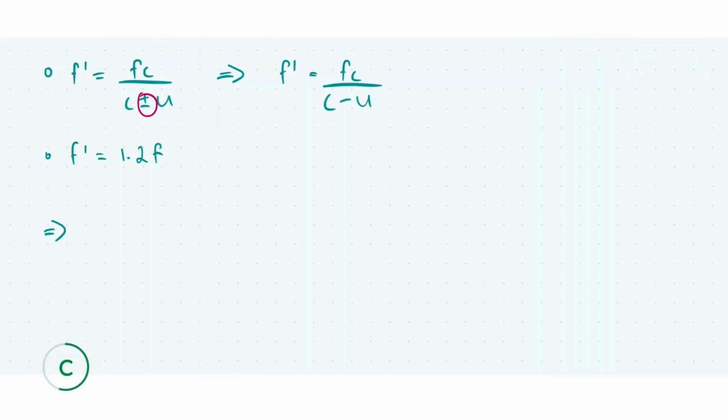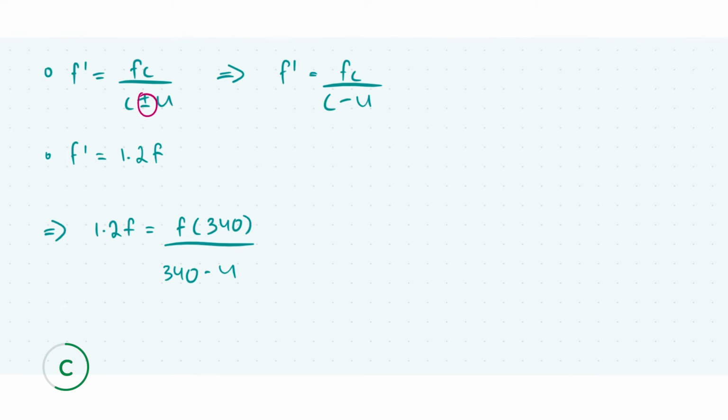So f prime is 1.2 f, which is going to equal f times c, which we said was 340 meters per second, all divided by 340 minus u. And now all we have to do is rearrange to find u.